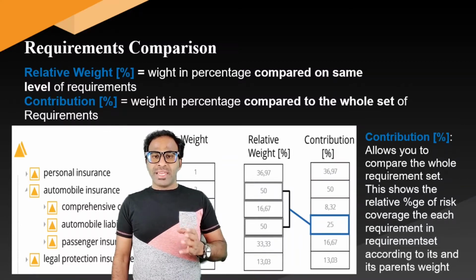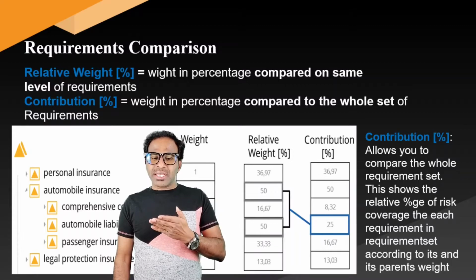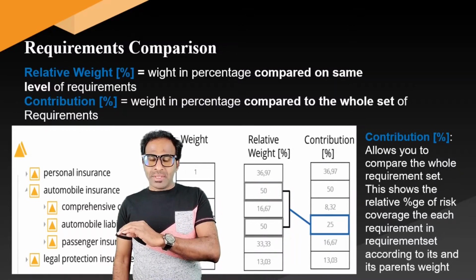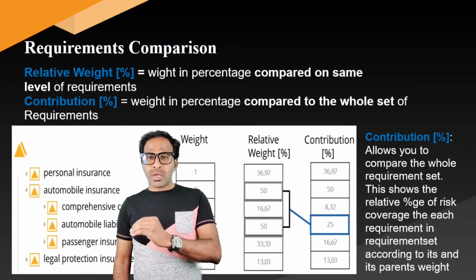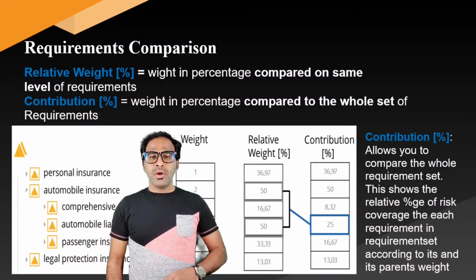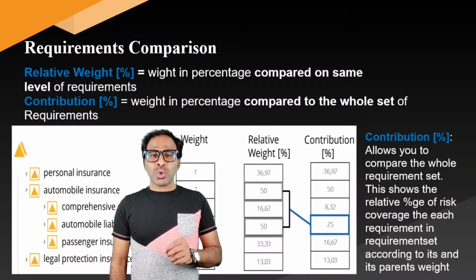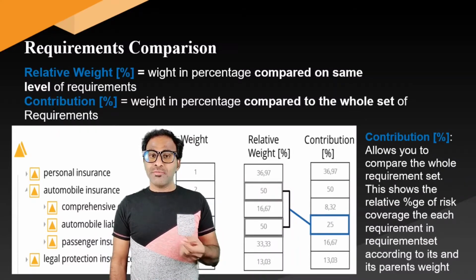Okay, so we can enable these two columns in Tosca so that you can easily understand what the relative percentage of a particular requirement is in terms of weight, and what the contribution of particular requirements and requirement sets is in terms of weightage. Okay, so now let's jump onto the system and let me show you how we can perform this weightage of the requirements by using damage class and frequency class.